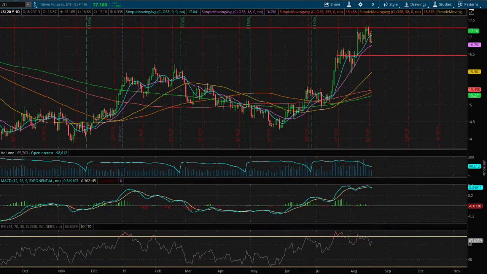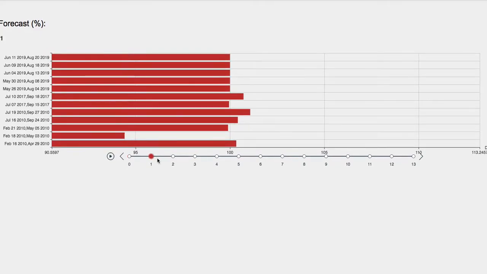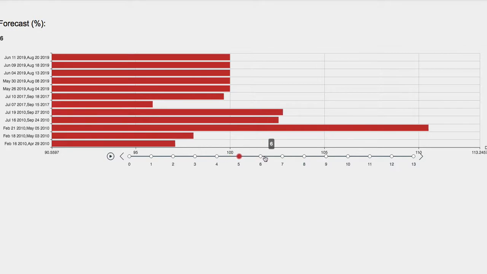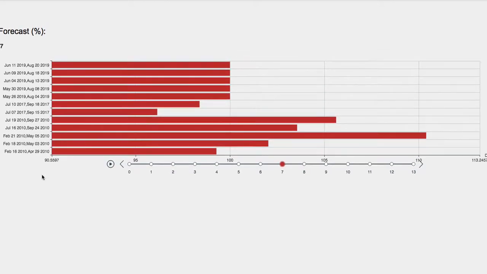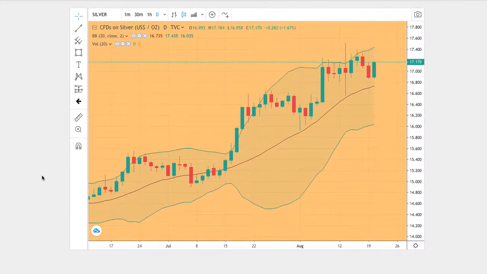So let's head to the forecast model. On here I'll go day by day, where silver will head in the next coming days. So we have 1 day out, 2 days out, 3 days out, 4 days out, 5 days out, 6 days out, and 7 days out. So which one of these forecasts should we focus on? Well, the model that closely relates to the current trend right here.